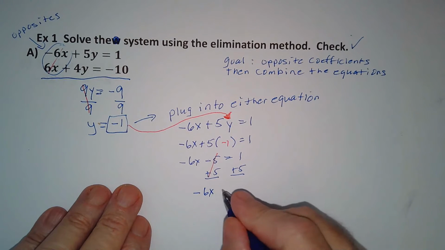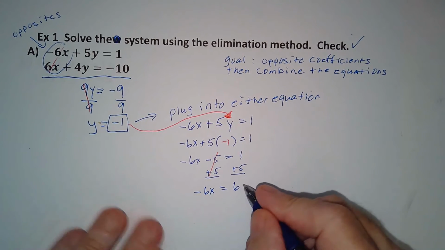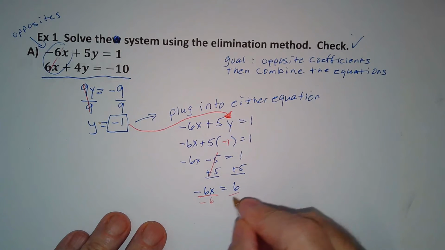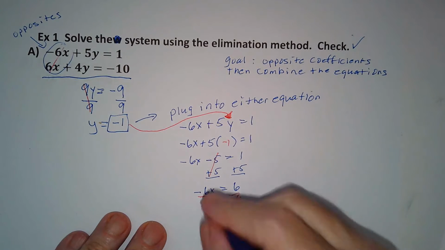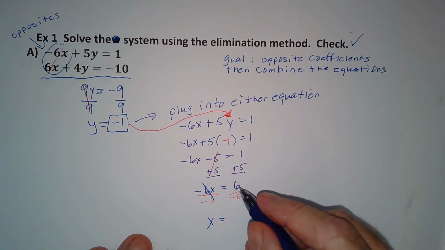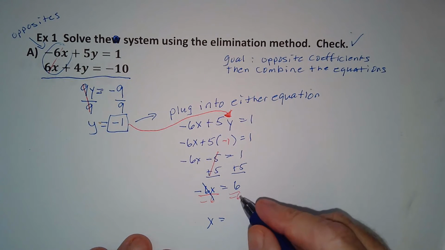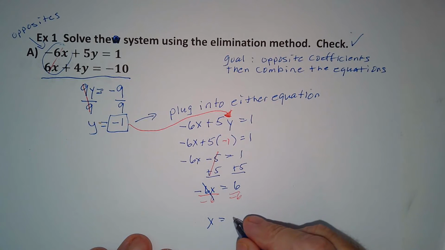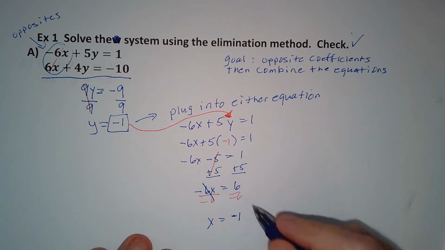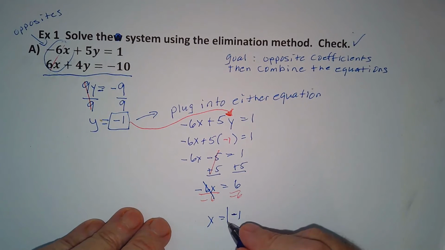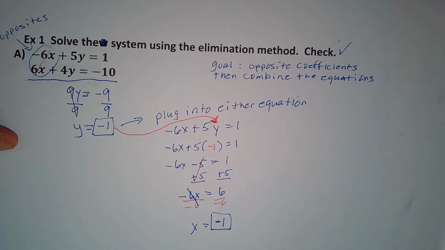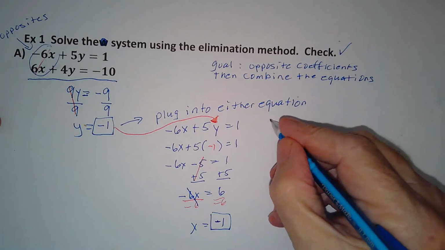So you now have negative 6x equals 1 plus 5 is 6. Then you divide by negative 6 on both sides. And you end up with 1x, because negative 6 divided by negative 6 is 1. And 6 divided by negative 6 is negative 1. So x equals negative 1. So you've got both the x and y being negative 1. So let's just check this. Let's do our check.